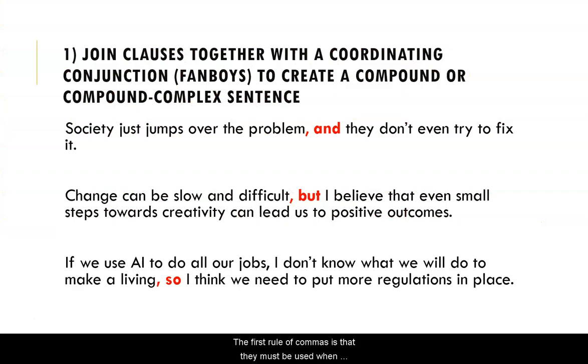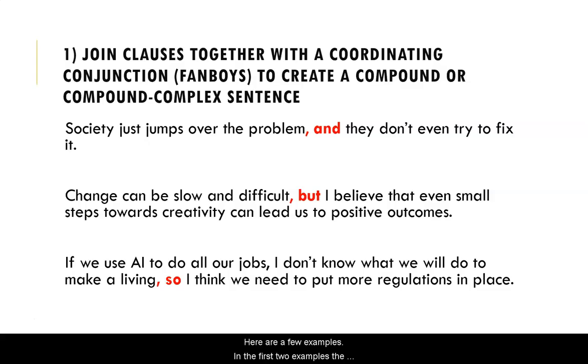The first rule of commas is that they must be used when joining 2 clauses together with a coordinating conjunction to create a compound or compound complex sentence. Remember, a coordinating conjunction is for, and, nor, but, or, yet, so, also known as fanboys. Here are a few examples.